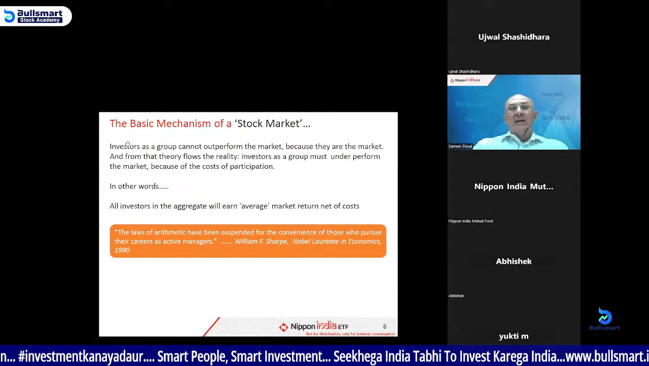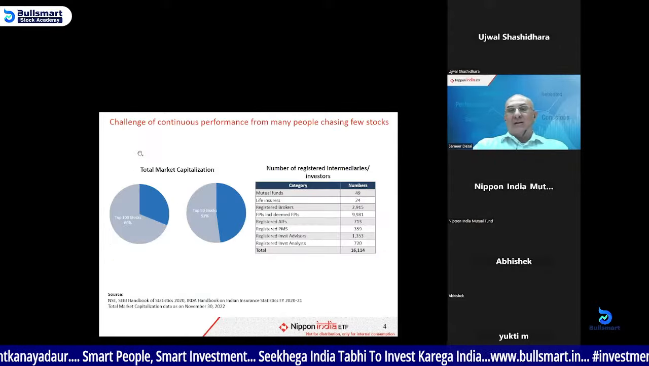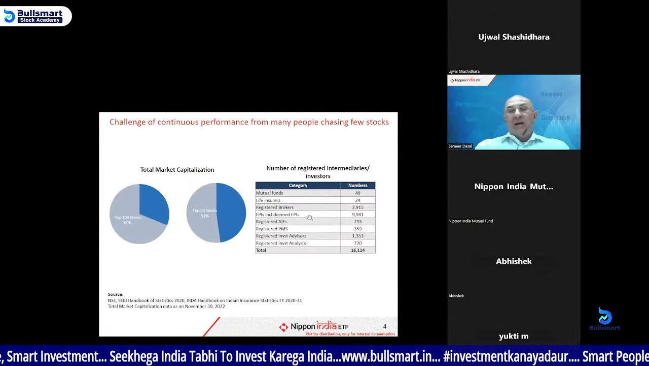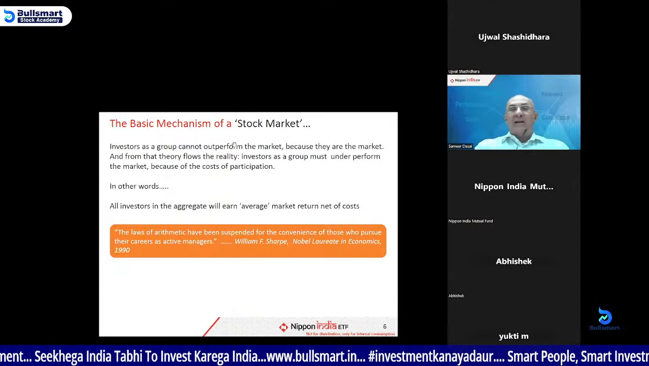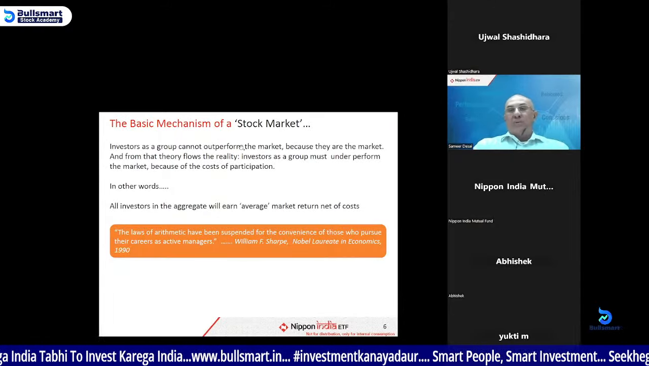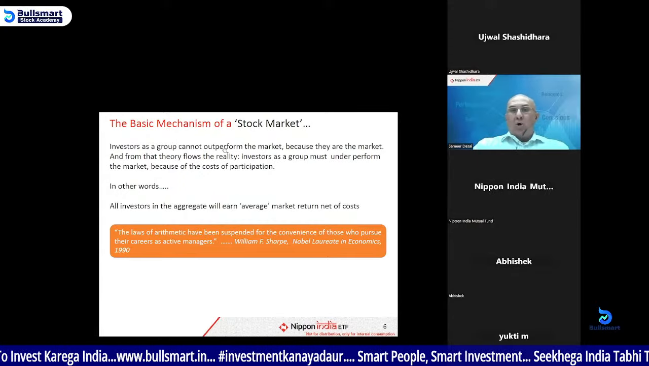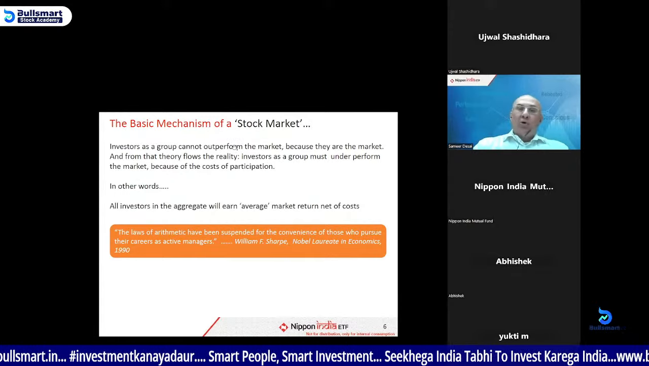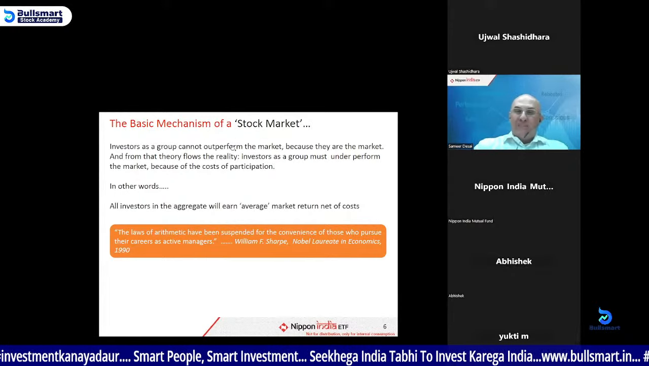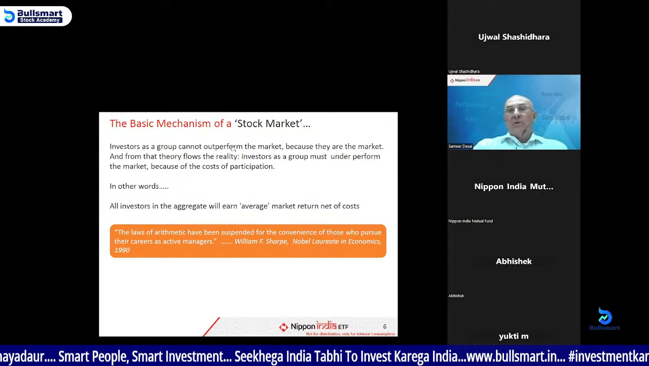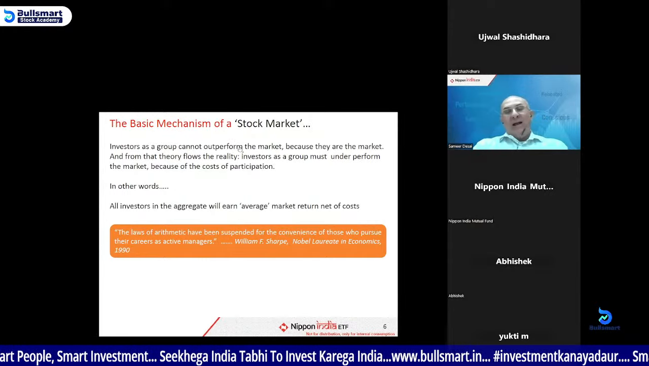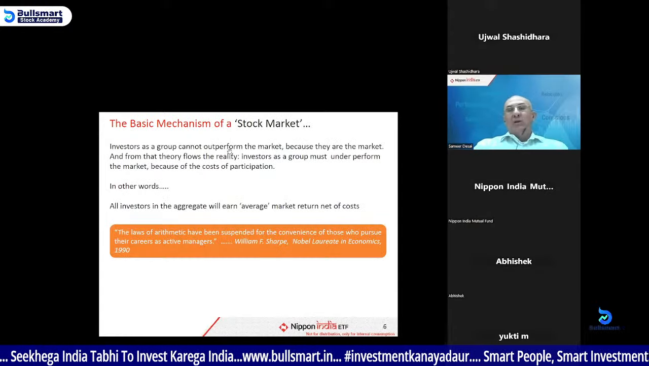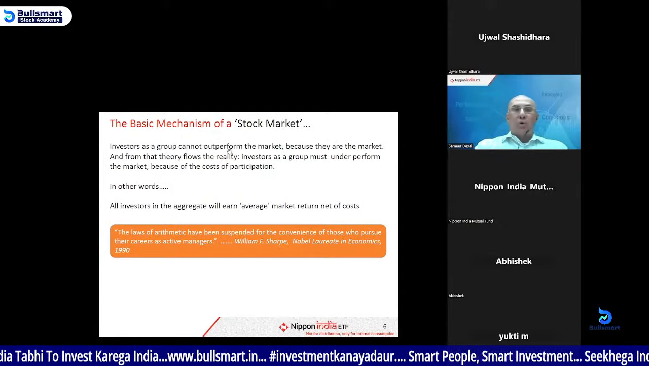In an increasingly professionalized market, where money is being increasingly managed by professionals, investors as a group are essentially professional managers. So professional managers as a group cannot beat the market consistently because they are the market. If some managers outperform or generate alpha in a particular time period, the others will underperform to that extent.